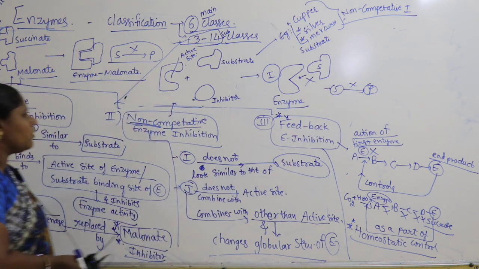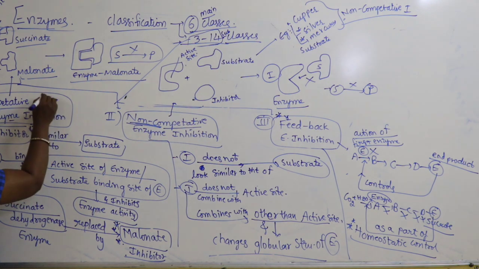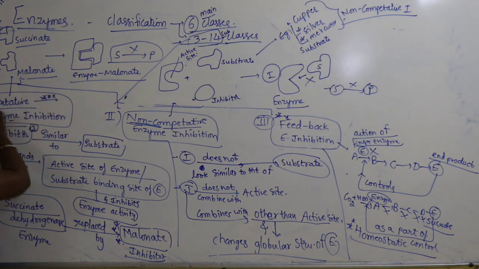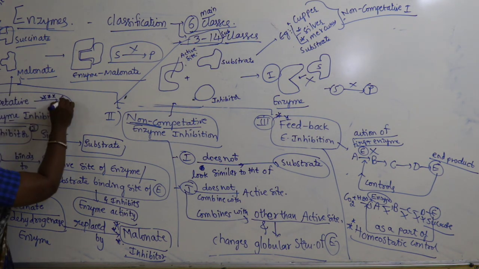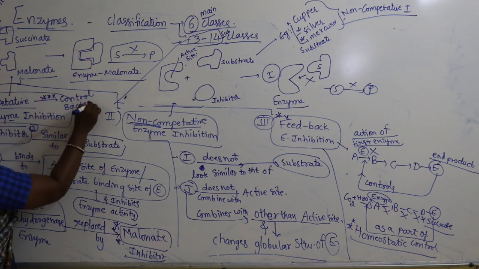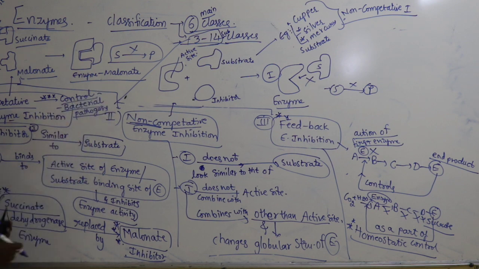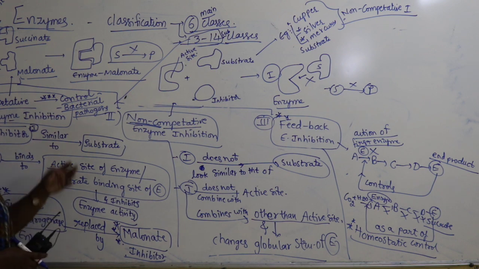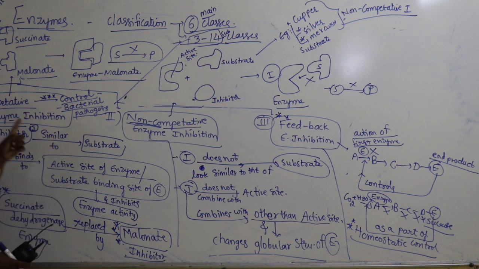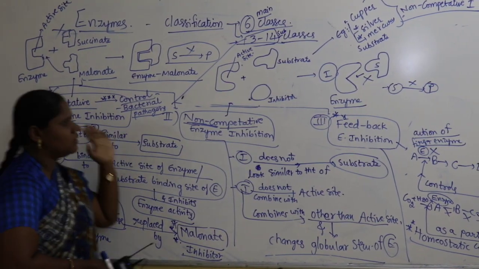Sometimes you will get a question: which enzyme inhibitors help in controlling bacterial pathogens? Try to remember, the answer is competitive enzyme inhibitors, which are used to control bacterial pathogens. In some of the infections caused by bacteria, the antibiotics or the medicines we take mostly work by the mechanism called competitive enzyme inhibition.